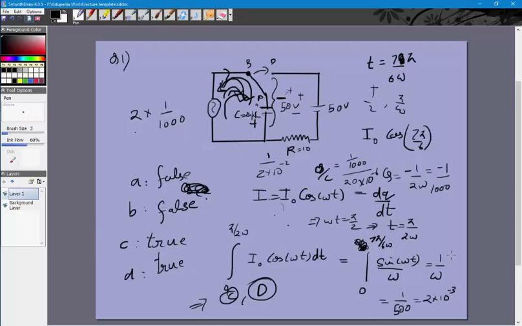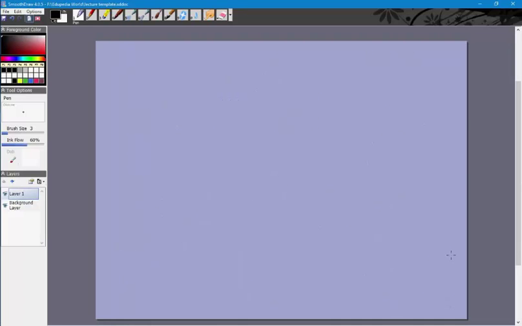This is the best way to solve questions like these. Look at every option and see if it's true or false. It might take a little bit of extra time, but it's worth it because you make less errors. Let's move on to the second question.